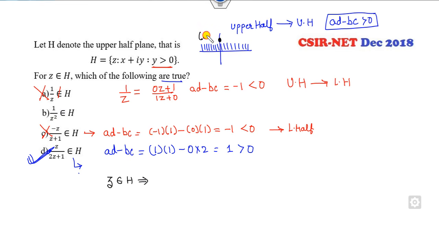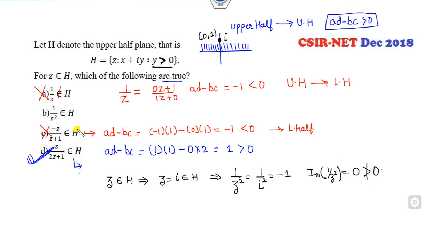Fine. So what is the coordinate of this? It is 0, 1, also called iota. If z is iota, which belongs to the upper half plane H, what is 1 over z square? It is 1 over iota square, which is minus 1. So where is the minus 1? What is the imaginary part of 1 over z square? It is 0, but we need it strictly greater than 0. So this property is not strictly greater than 0, and this option is cancelled. Only option D is my correct answer.